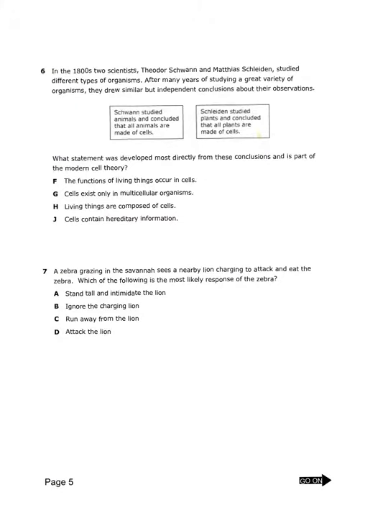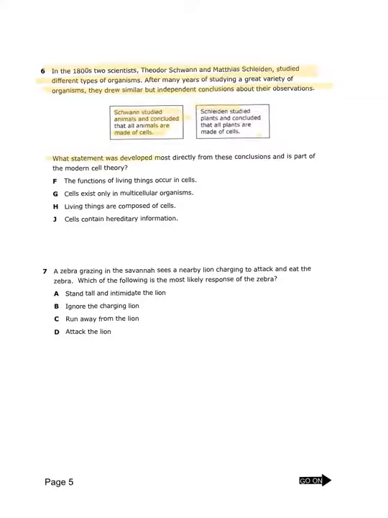Number 6, in the 1800s, two scientists, Theodore Schwann and Matthias Schleiden, studied different types of organisms. After many years of studying a great variety of organisms, they drew similar but independent conclusions about their observations. Schwann studied animals and concluded that all animals are made of cells. Schleiden studied plants and concluded that all plants are made of cells.